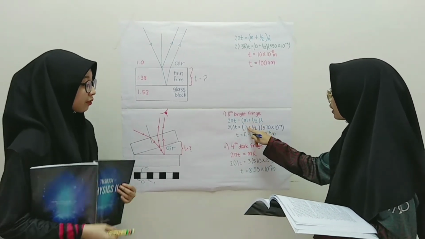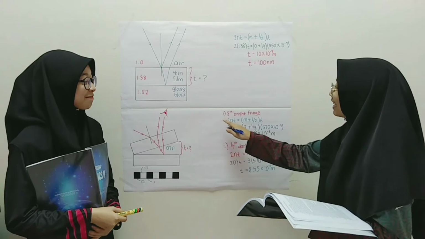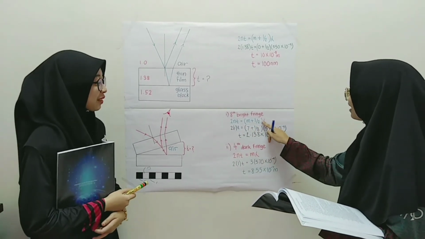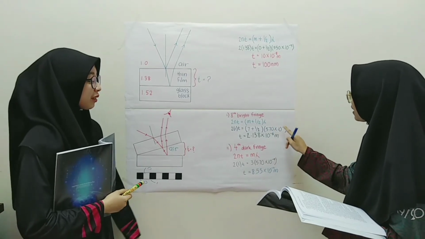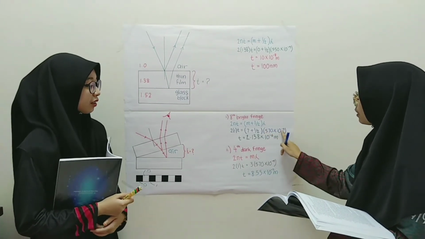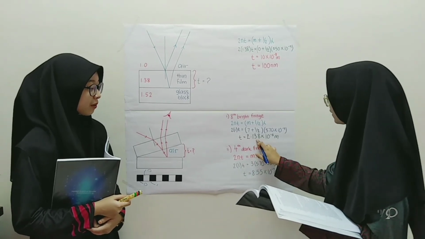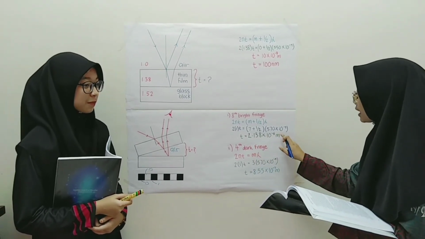Okay, m is equal to 7 as said earlier. 8 minus 1 equal to 7, plus half, lambda 570 times 10 to the power of negative 9 because lambda is given. In this equation, we get t as 2.138 times 10 to the power of negative 6 meter.